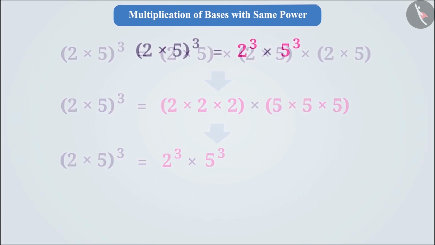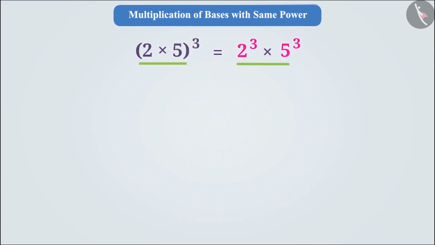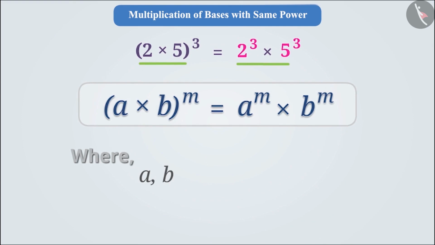Now, by looking at the right-hand side and left-hand side, we can say that if a and b are both non-zero integers and m is a whole number, then the expression a multiplied by b, raised to the power m, can be written as a raised to the power m multiplied by b raised to the power m. That is, the combined power for multiplication is the power of each term separately. We can also say that the power of brackets is the power of all the terms written inside. With this understanding, will you be able to formulate a rule for the division of bases with the same power? Pause the video and practice.